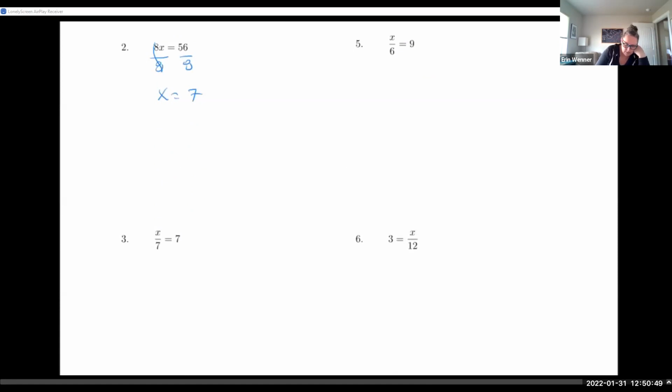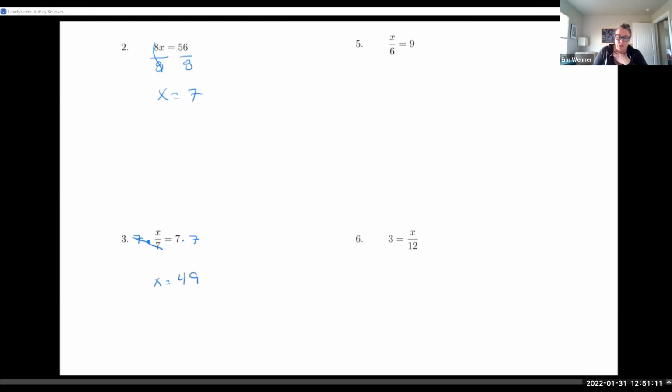So you can see I have x divided by 7 equals 7. So we want to solve for x because it's being divided by 7. We need to undo that division with multiplication, meaning we're going to multiply both sides by 7. These will then cancel, and we'll be left with x equals 49.